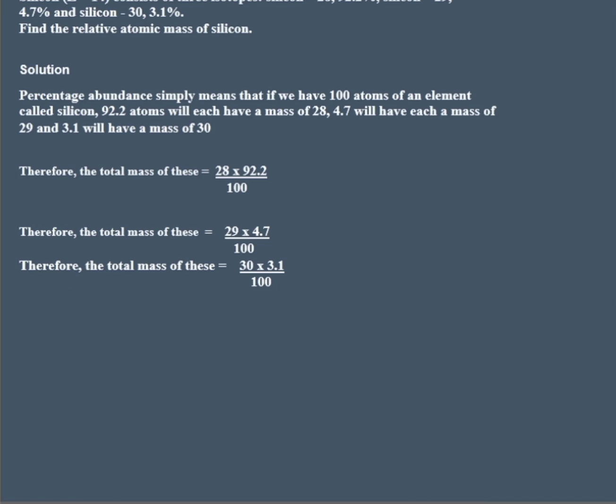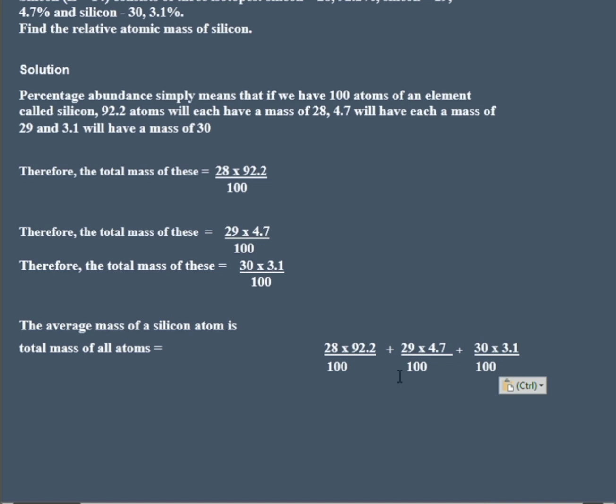It will be 30 multiplied by 3.1 divided by 100. Now the average mass of a silicon atom is the total mass of all atoms. So this is how it will be while calculating it. Therefore, the relative atomic mass of silicon will be 28.1.